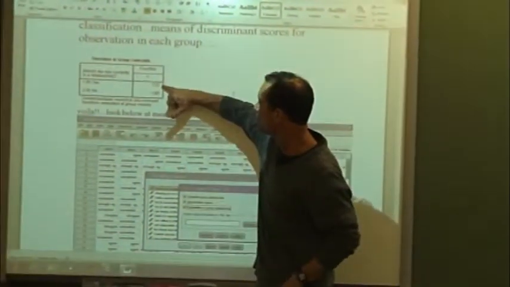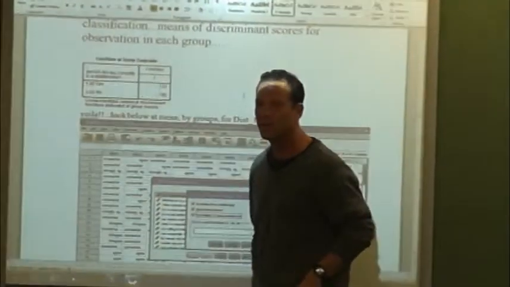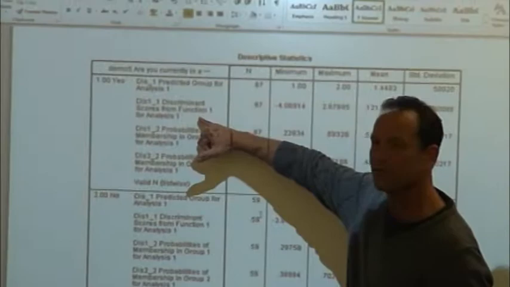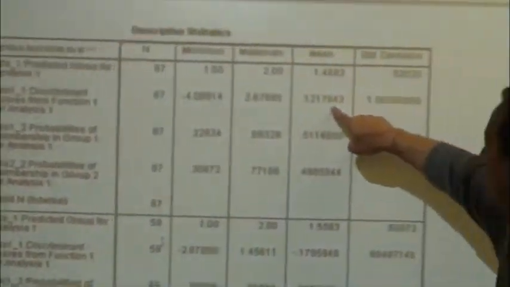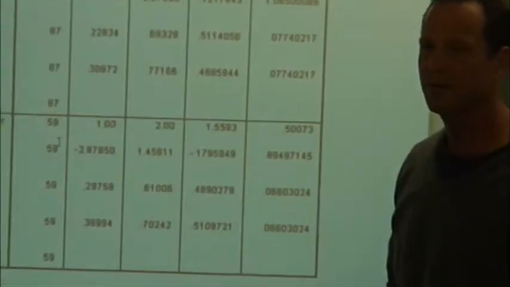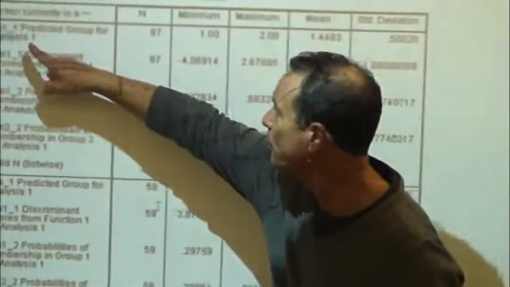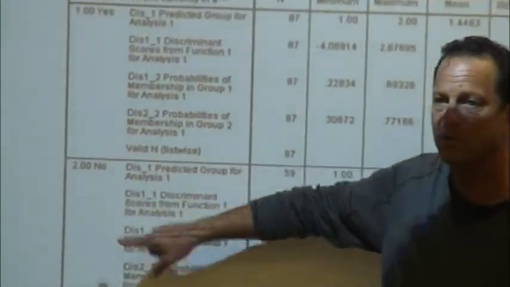So this is those who are currently in a relationship, those who are not, which is going to help with classification. And what I wanted to show you, when I save all of these, Jocelyn, look what I get. If I save the discriminant scores from function 1 for analysis 1, 0.12, negative 0.18. So it's the average discriminant scores, for each group: those in a relationship, those not in a relationship. What does the significance mean? Those discriminant scores are going to help for classification.